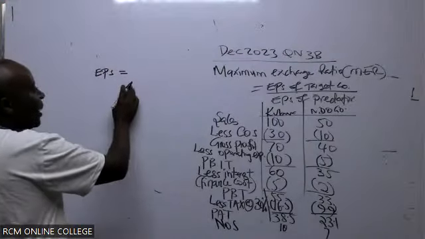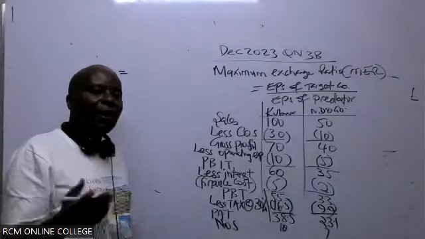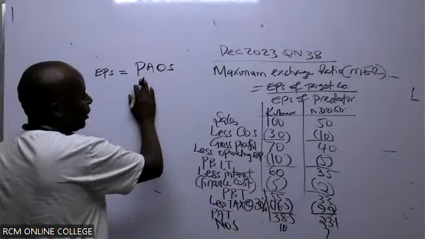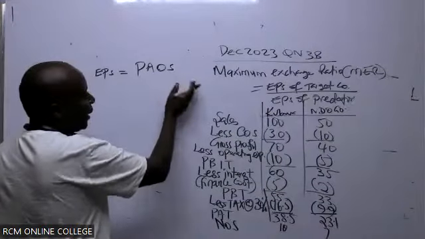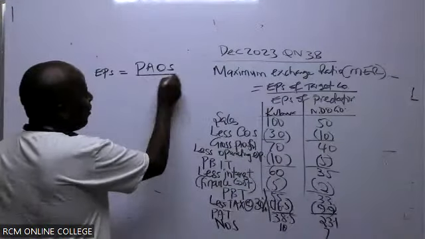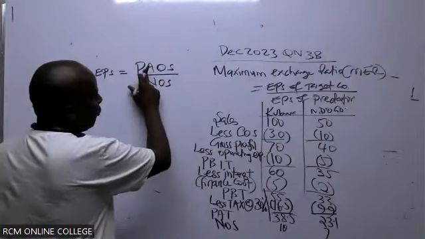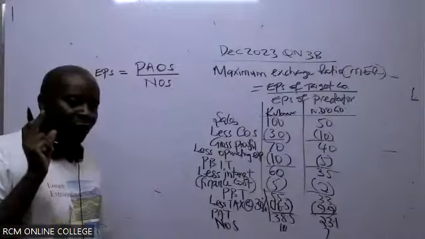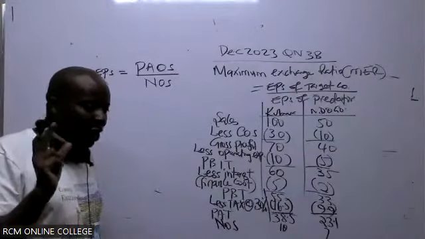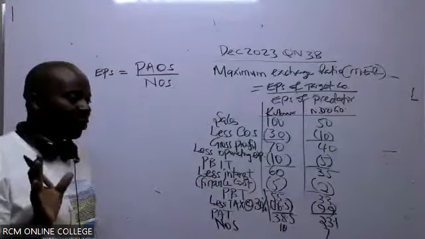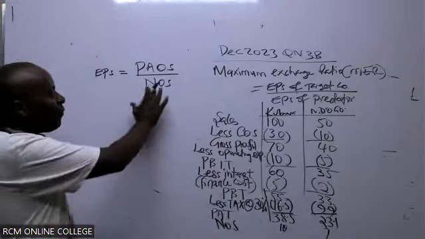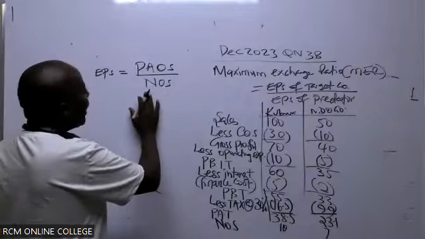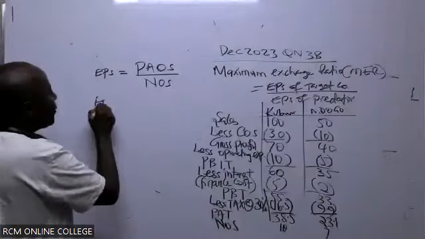So EPS, remember, is profit attributable to ordinary shareholders, PAOs. Here, there is nothing like to be weighted. So divided by NOS. Please write this in full: profit attributable to ordinary shareholders, PAOs, all over number of ordinary shares. So then I can very comfortably come and give them EPS.